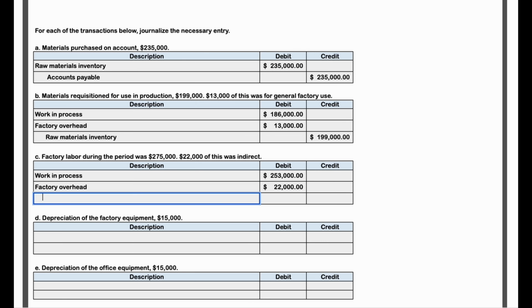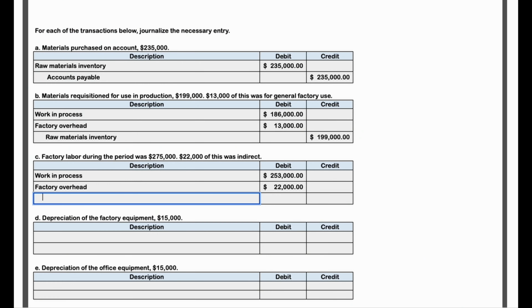Now the last point, it doesn't come out in cash. The reason being is that most employees are not paid at the end of the day, or necessarily at the end of a production run. They're paid on a regular interval, every Friday, every other Friday, in which case this is going to be put into a wages payable for that $275,000.